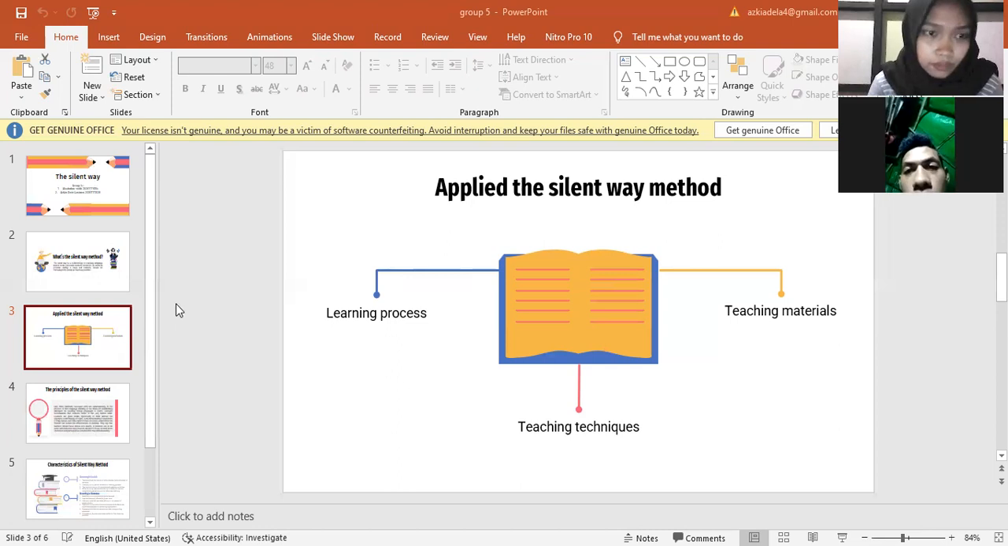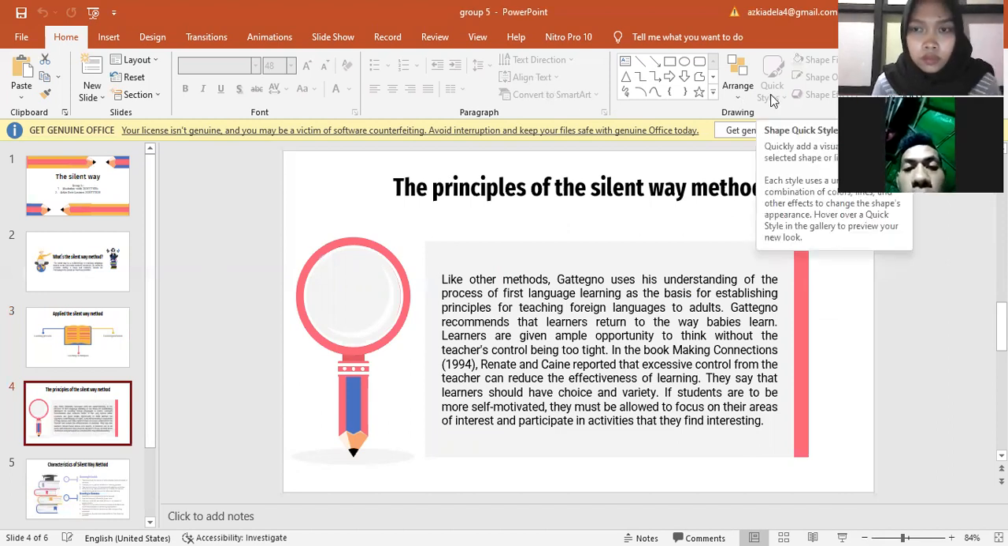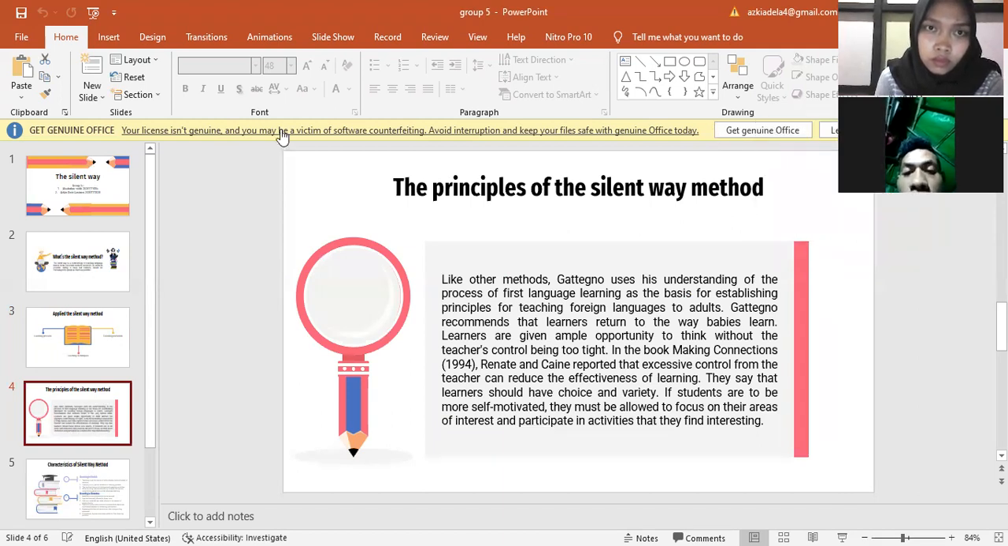So I think that is enough. Okay, thank you for your excellent presentation and explanation. And then it's my time. I will explain the principles of the silent way method. Like other methods, Gattegno used his understanding of the process of first language learning as the basis for establishing principles for teaching foreign languages to adults.